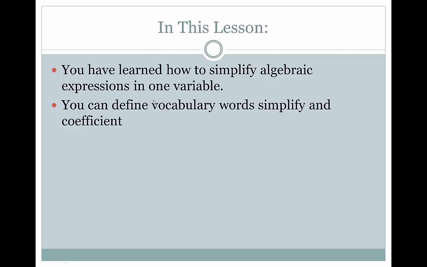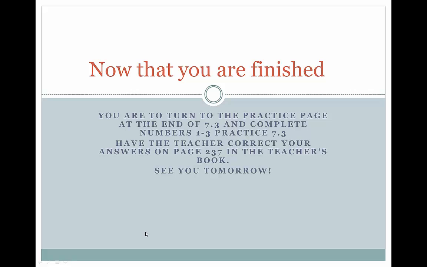In this lesson, you have learned how to simplify algebraic expressions into one variable. You can define vocabulary words, simplify, and coefficient. Now that you are finished, turn to the practice page at the end of 7.3 in your study guide and complete numbers 1 through 3 on the practice 7.3. Have the teacher correct your answers on page 237 in the teacher's book. See you tomorrow.